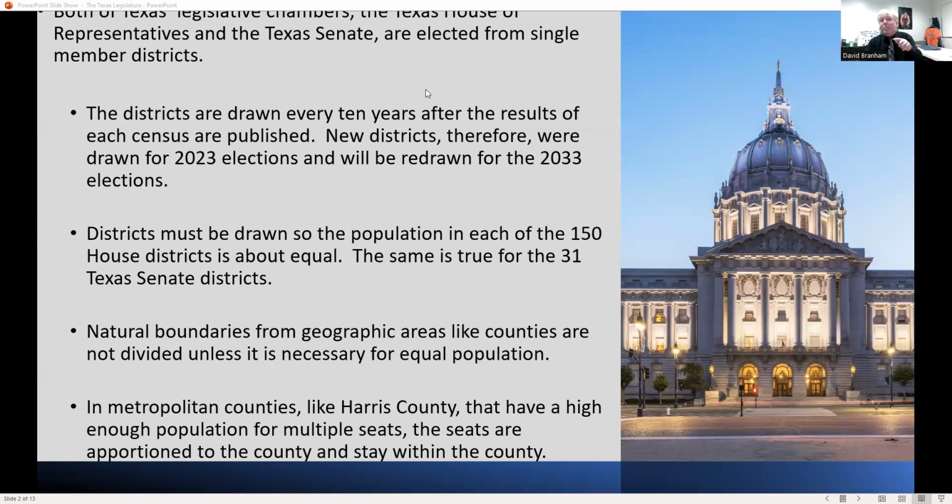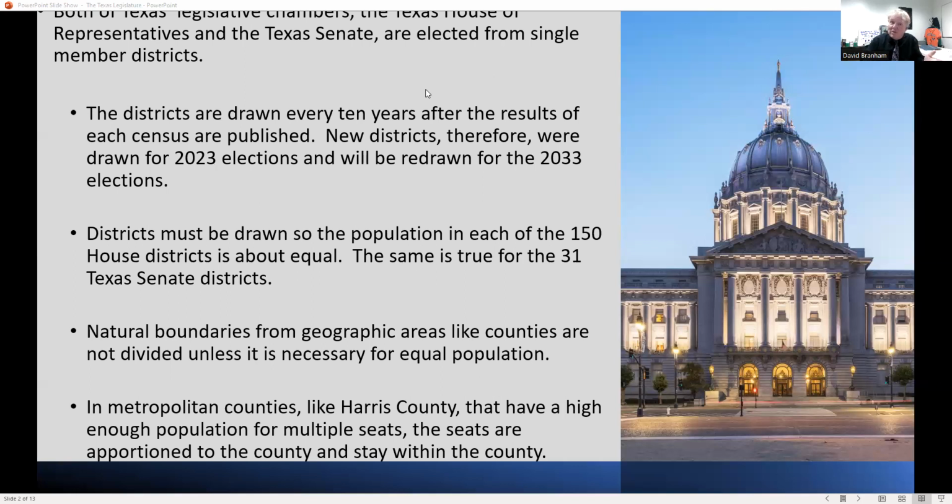Districts must be drawn so population in each is about equal, each of 150 in the House and each of the 31 in the Senate. All of them have about the same population. The Texas Senate with 31 seats has districts of over 1 million people. The House districts with 150 seats are over 200,000 people. So they're equal in population, but you represent a whole lot of people from those legislative seats.